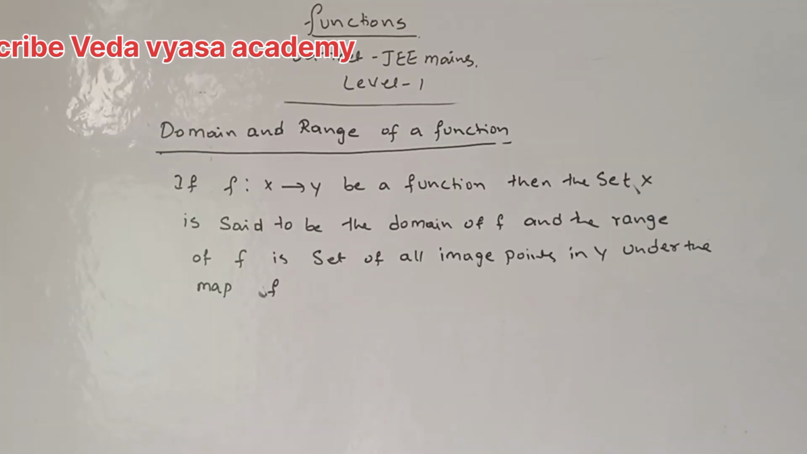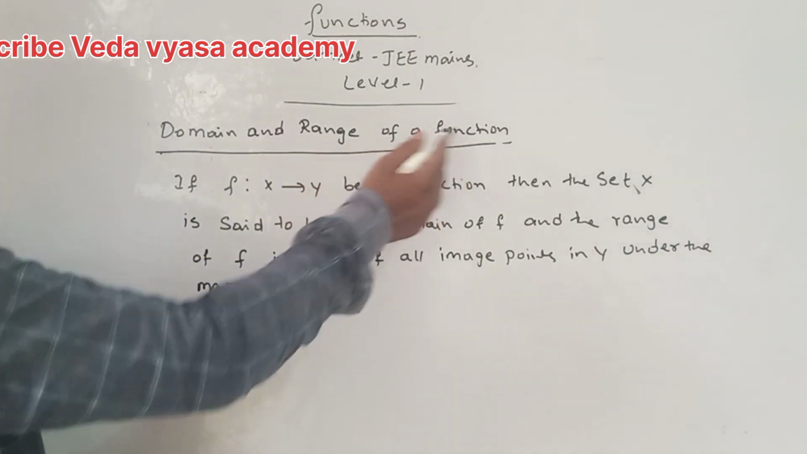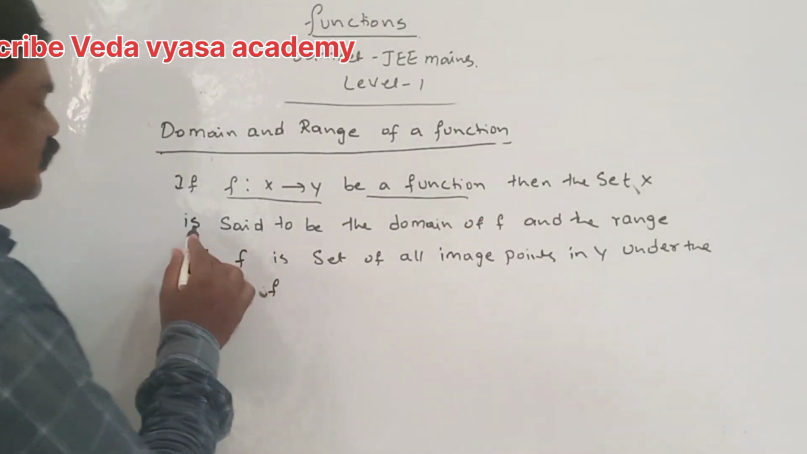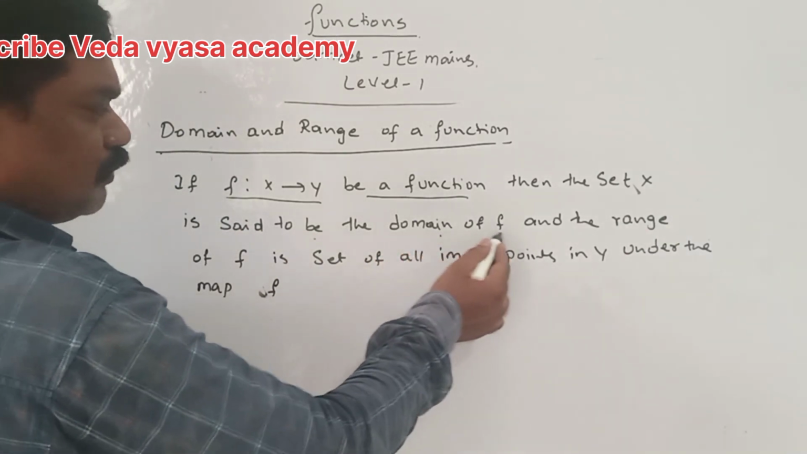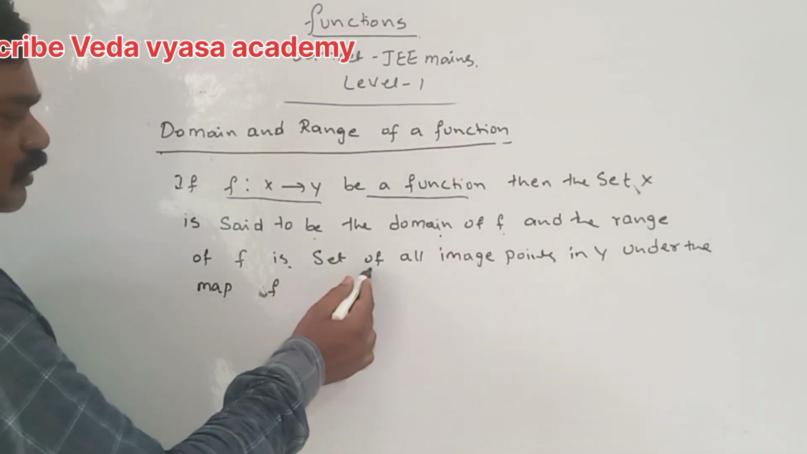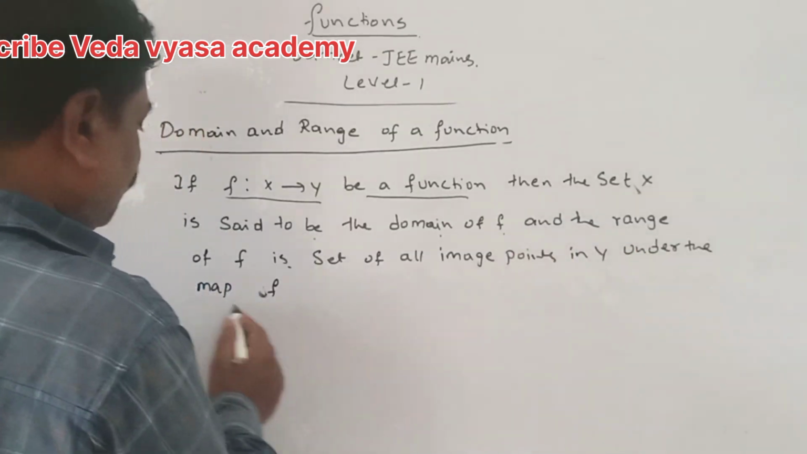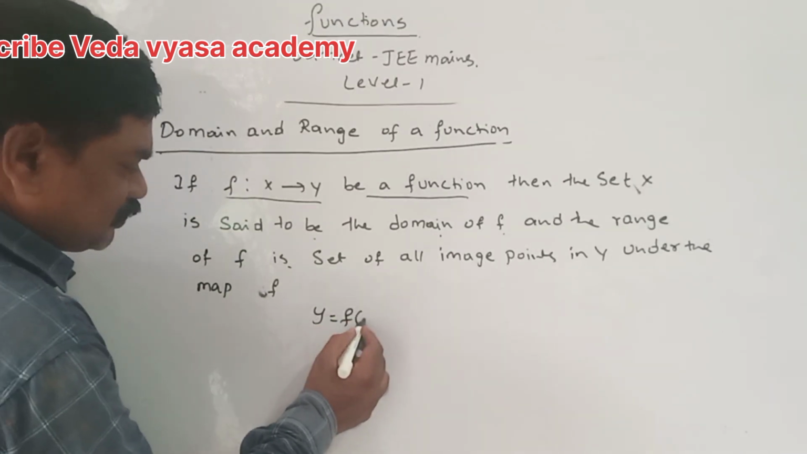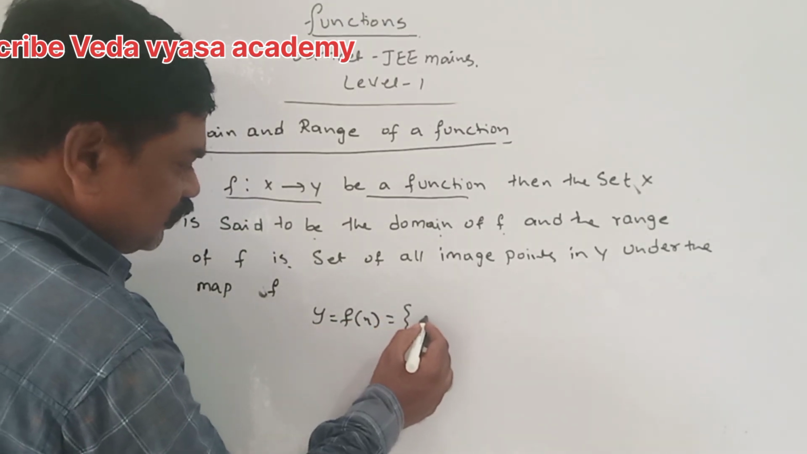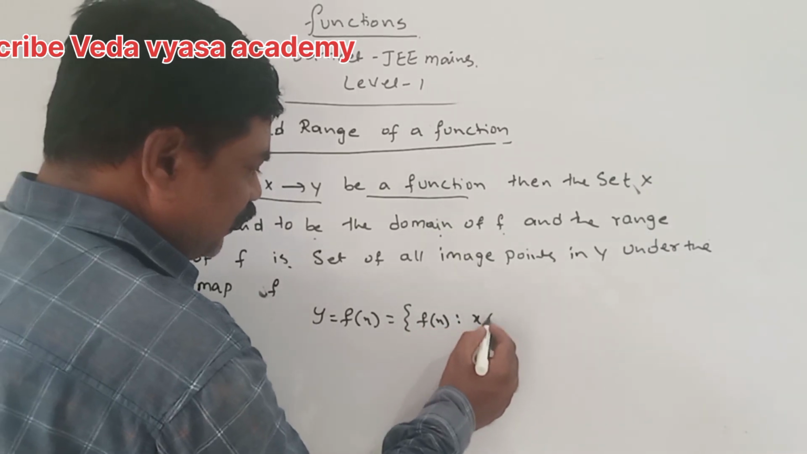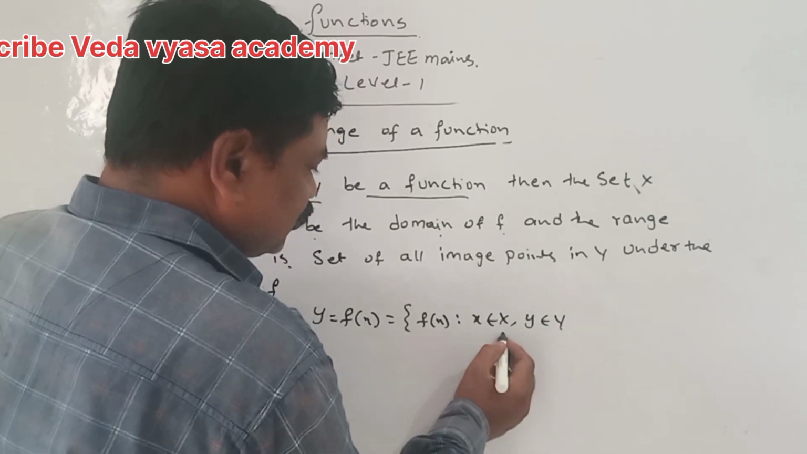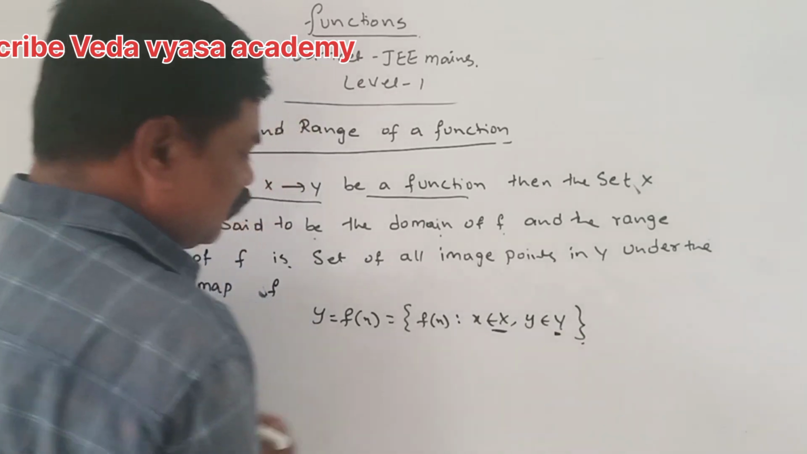What is the domain and range of a function? If f: X to Y is a function, then set X is said to be the domain of f, and the range of f is the set of all image points in Y under the map f. Here the range is the set of f of x such that x belongs to capital X and y belongs to capital Y.